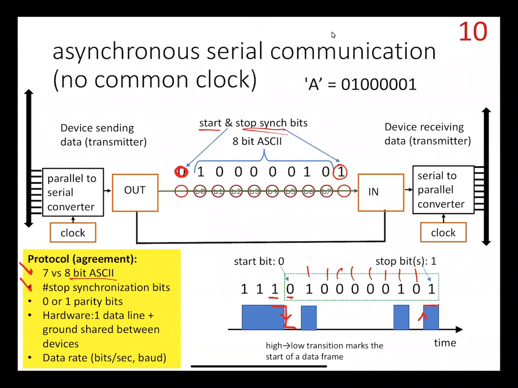Okay, so we have to specify in our agreement, our protocol, how many stop synchronization bits there are. There's always going to be a start bit, but there could be 1 or 2 stop synchronization bits. There could be some parity bits that are added for error checking. It's not something that we're going to look at in the exercises in the course this semester, so we'll always keep that at 0. But there could be, as part of the agreement, parity bits for error checking. The hardware that we would agree to is 1 data line plus a ground to share data between devices.